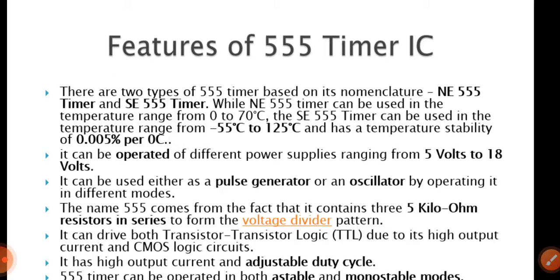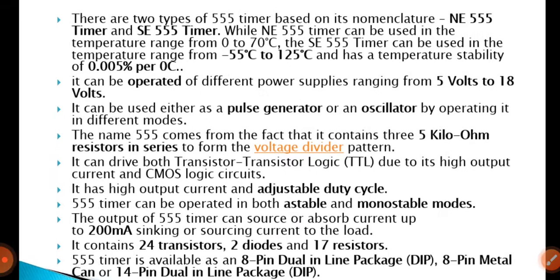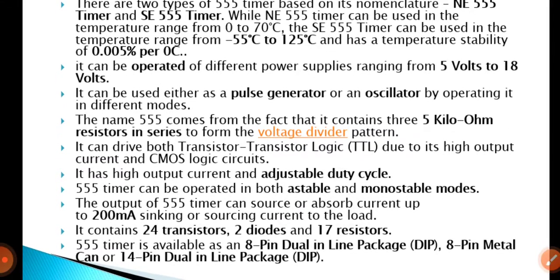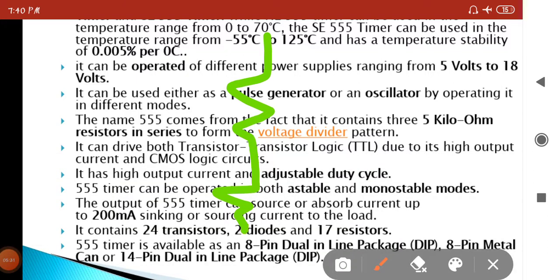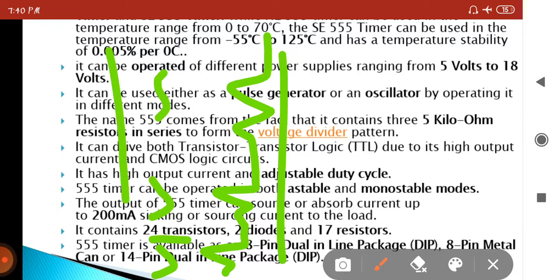It can be used either as a pulse generator or an oscillator by operating it in different modes. The name 555 comes from the fact that it contains three 5 kilo ohm resistors in series. Why can we call it a 555 timer? Three resistors of 5 kilo ohms are connected in series, a voltage divider pattern. That is why it is called 555 timer.